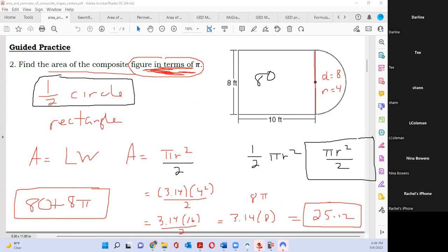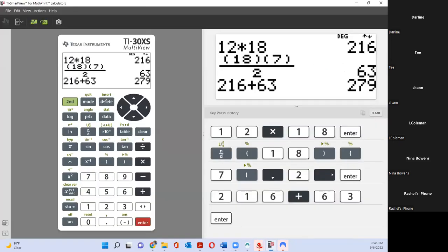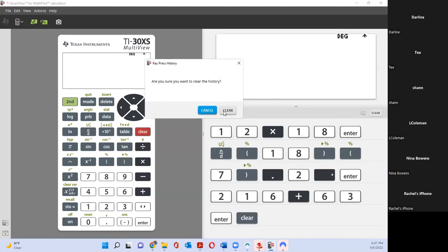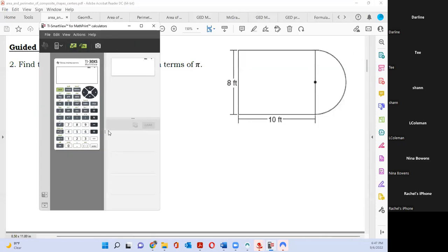Now watch this. I'm going to show you something. Again, the calculator is your friend. I cannot say it enough. Watch this. Keep it in terms of pi.